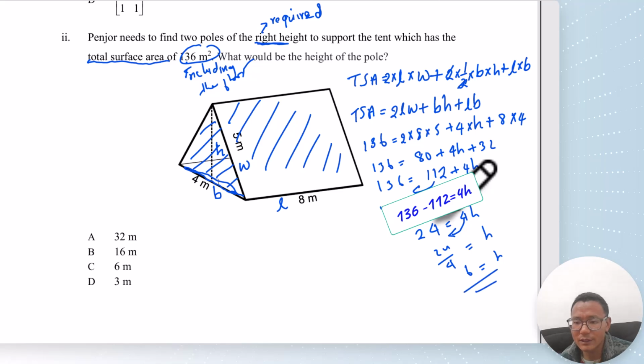That means we got the answer. The answer is 6 meter. So the pole should be 6 meter long.